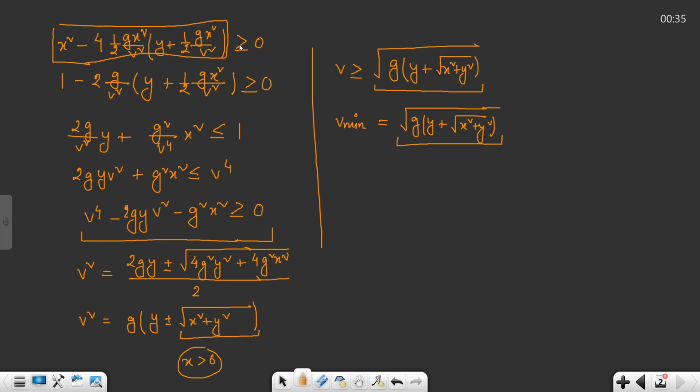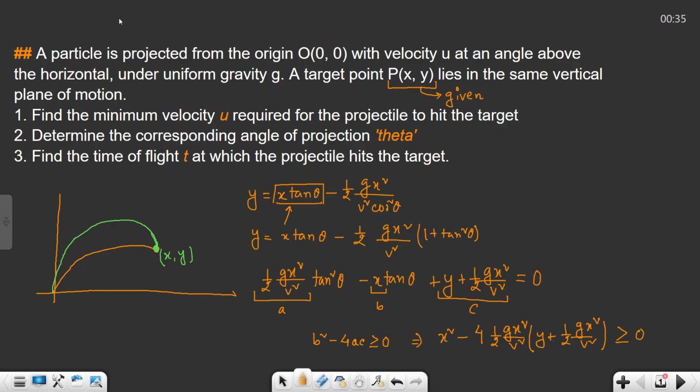So if you're putting in the boundary value, then you are essentially doing what? You are setting this thing equal to 0. So if you use v minimum as this one, not greater than this one, then you will get this entire thing to be 0. That is, the discriminant will be 0. So back to the original equation, this thing over here, I think I will copy this one as well.